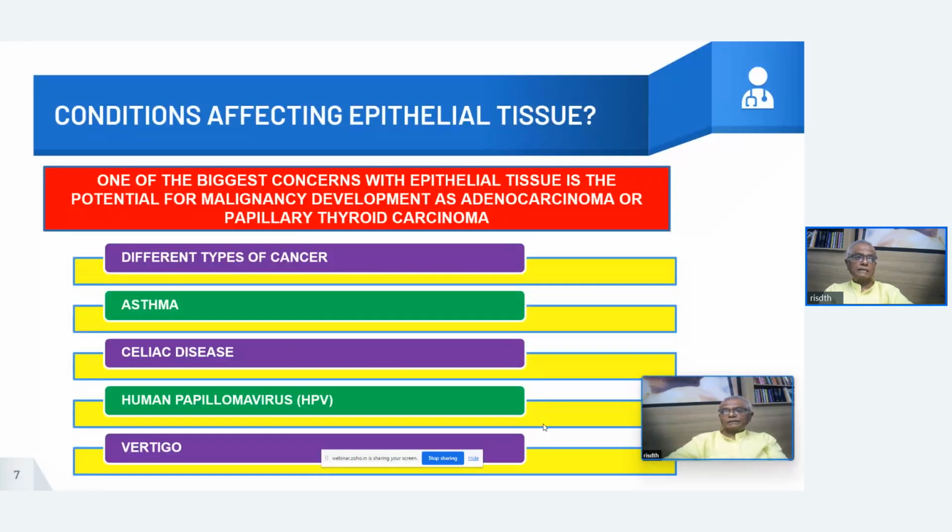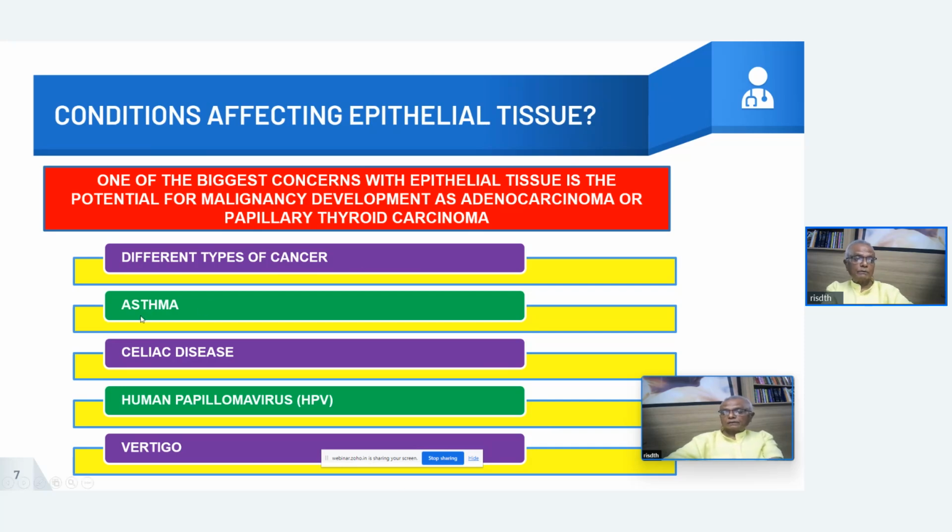One of the biggest concerns with the epithelium tissue is the potential for malignancy development, such as adenocarcinoma or papillary thyroid carcinoma. So most of the cancers that arise in our body, in the stomach or any area, arise because they first have to affect the epithelial cells. So epithelial cells are very sensitive and very prone to become cancerous or malignant. So it is responsible for the different types of cancer.